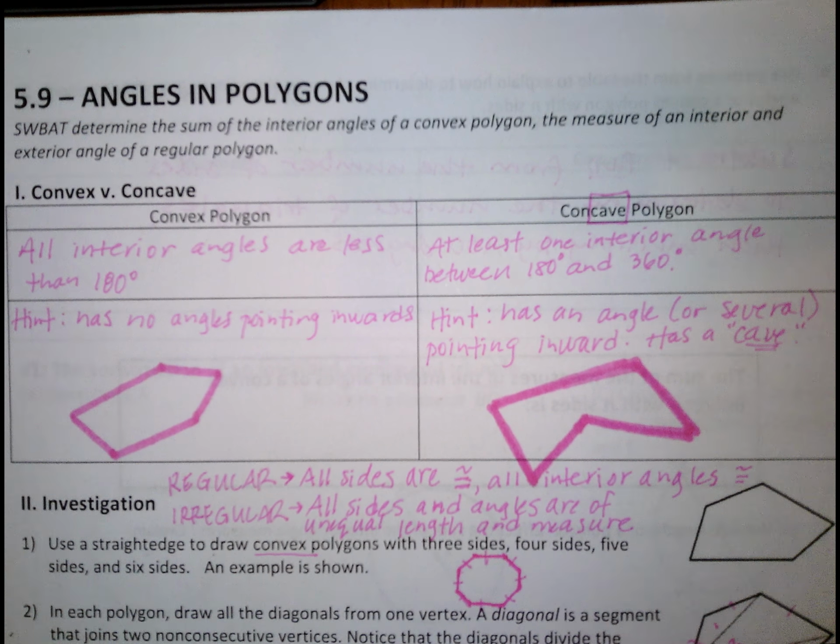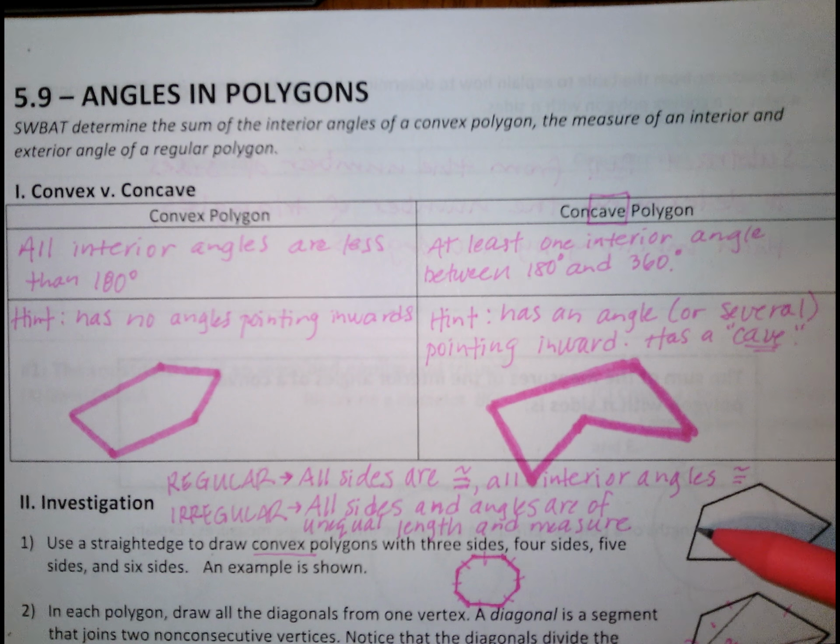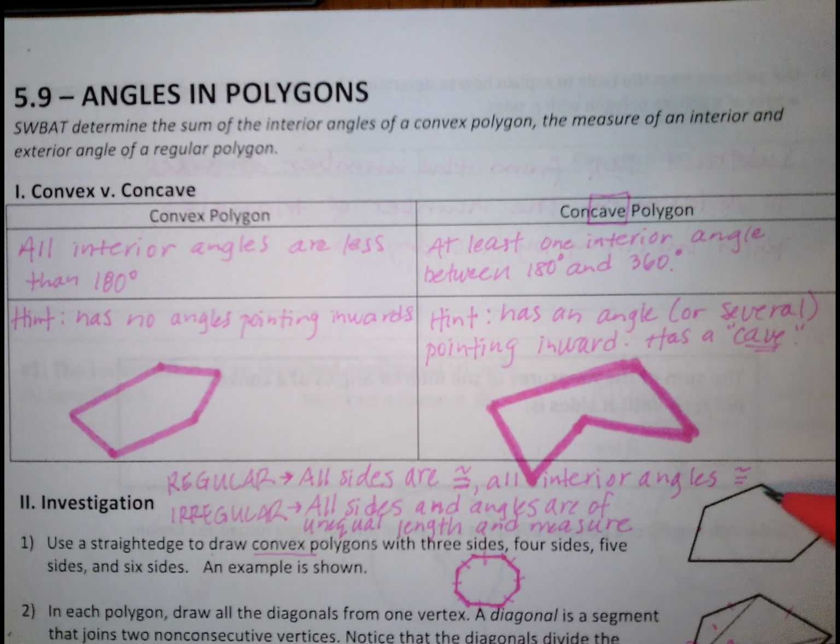There's an investigation that follows this section here. Make sure you have all of this written down. We'll do this together. The investigation is asking you to use a straight edge to draw convex polygons with 3 sides, 4 sides, 5 sides, and 6 sides. They gave you an example here. This is a 1, 2, 3, 4, 5-sided polygon. It's convex because all of the interior angles are going to be less than 180 degrees, and there's no angle that caves inward like in this case. They actually drew one here for us.